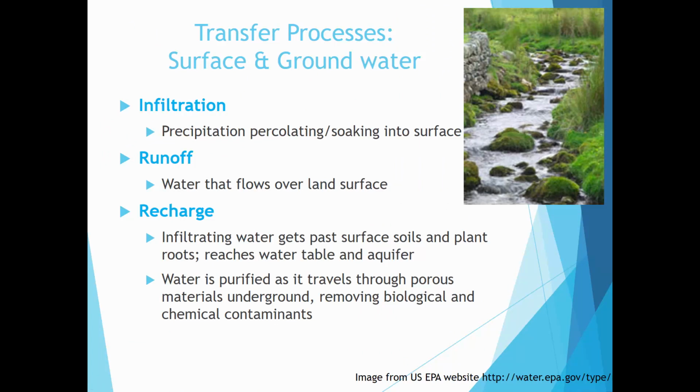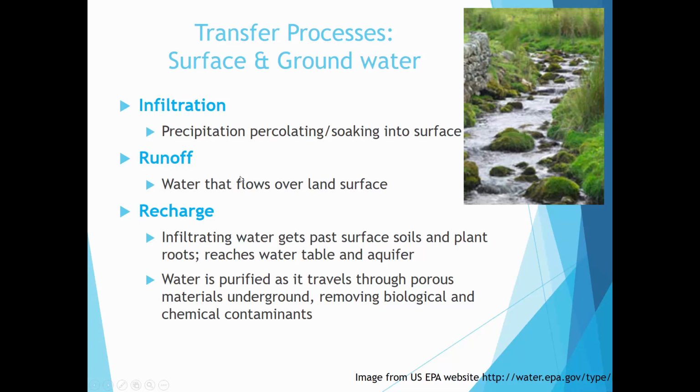So now shifting from atmosphere to surface and groundwater reservoirs, we'll look at some processes associated with these. Infiltration, so the first term on our slide. Infiltration refers to the process where precipitation, so that could be rainfall or snowfall or snow melt, percolates or soaks into the surface of the soil. And so here you can see water flowing over the surface, and some of that is soaking in to the soil underneath that stream bed.